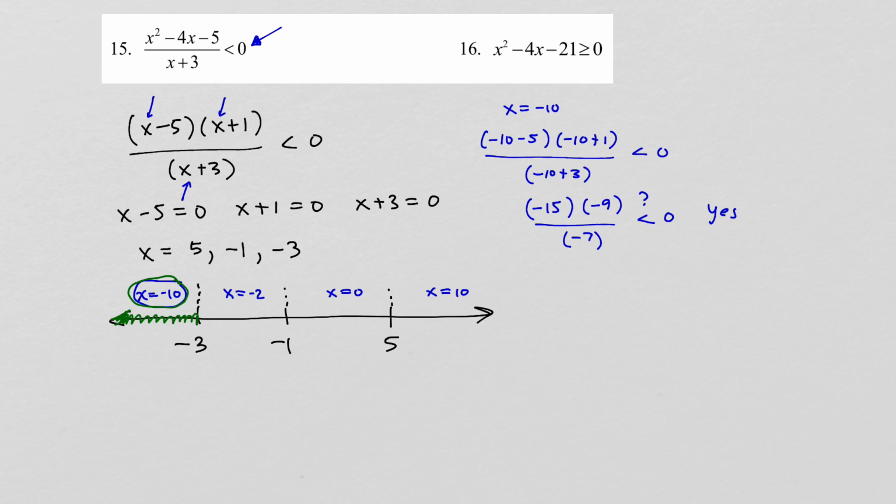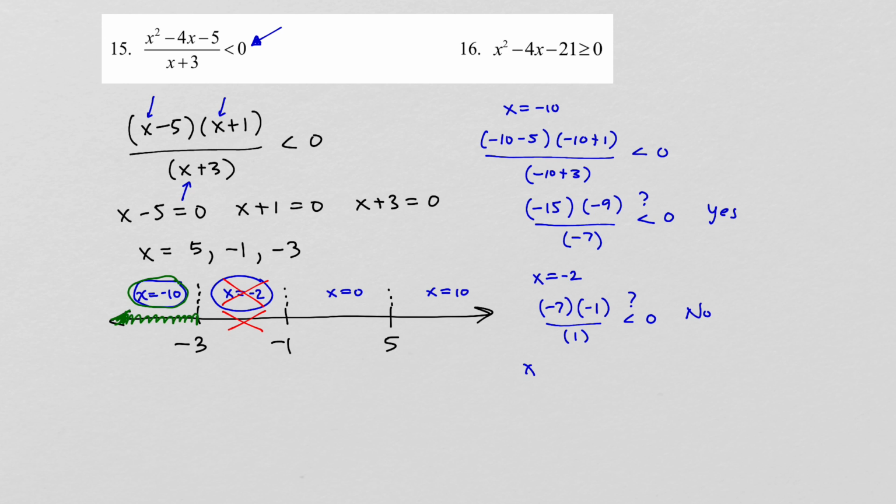Now we're going to do that for the other test numbers. So when I test x equals -2, again, I'm going to plug that in for x here. -2 minus 5 is -7. -2 plus 1 is -1. And -2 plus 3 is +1. Is this less than 0? And the answer is no, because a negative times a negative is a positive, and a positive is not less than 0. So -2 is not a solution, which means none of these answers in this interval is a solution.